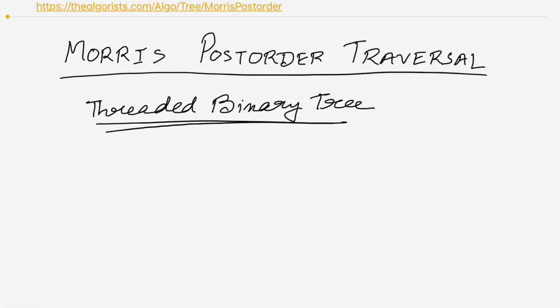So let's see how we can optimize the space complexity of post-order traversal by doing the traversal according to Morris post-order traversal. I will take two very simple binary trees.